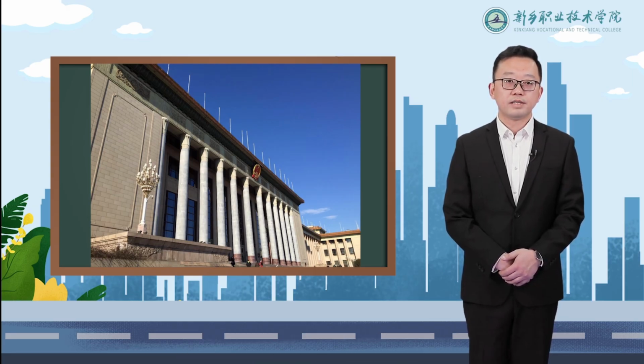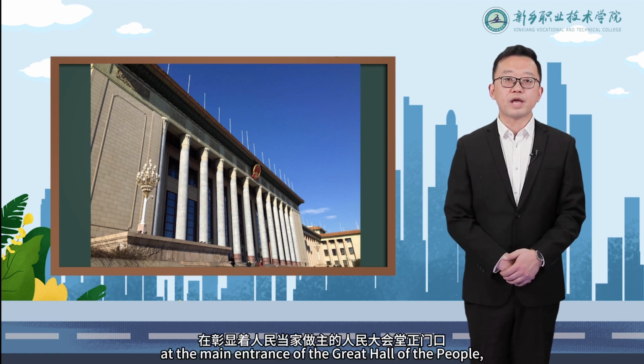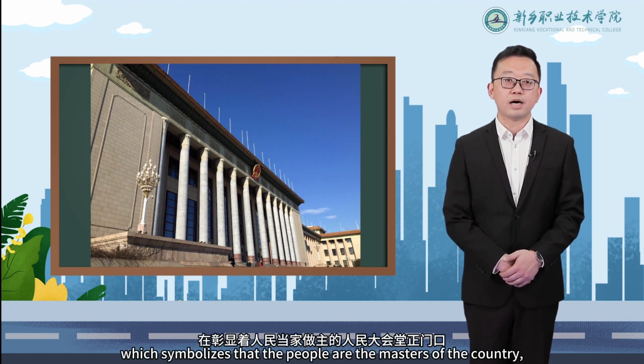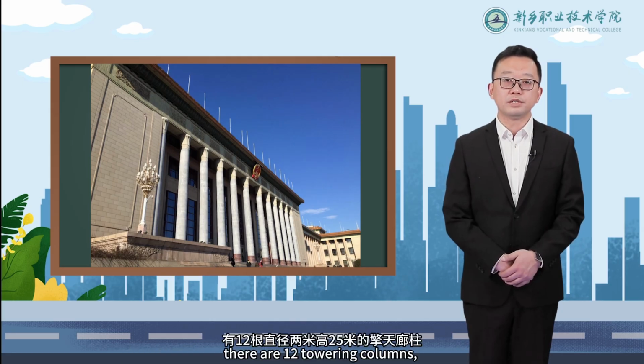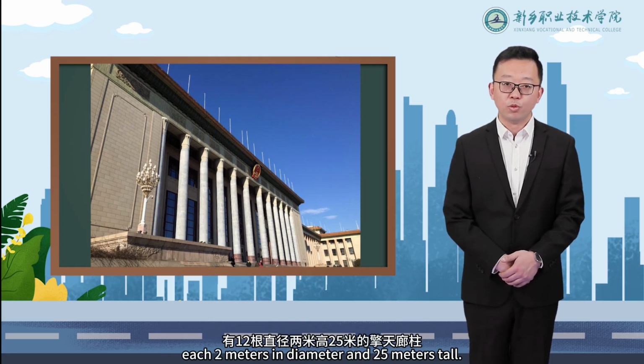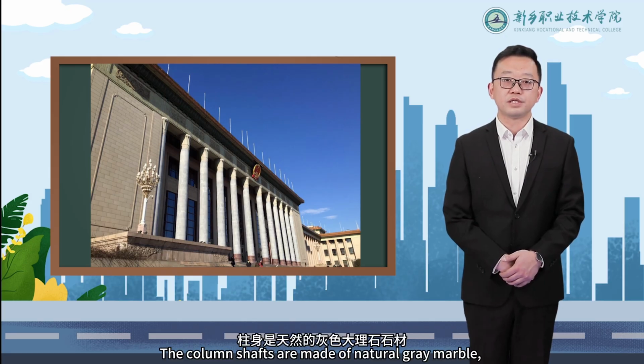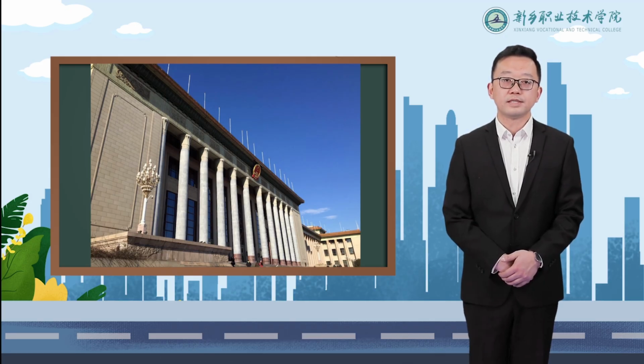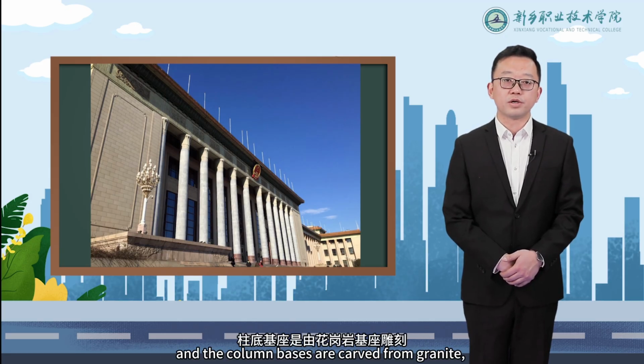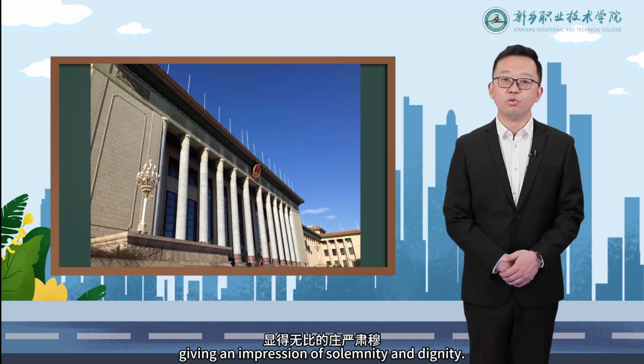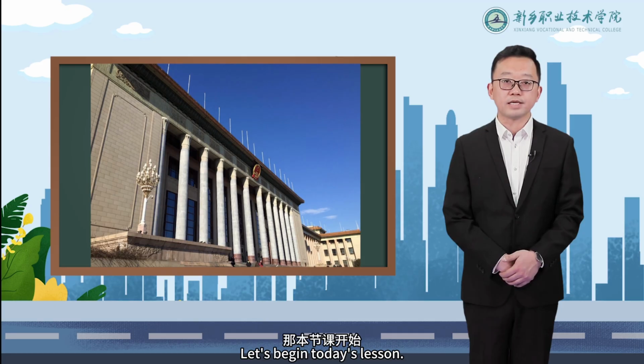As you can see, at the main entrance of the Great Hall of the People, which symbolizes that the people are the masters of the country, there are 12 towering columns, each 2 meters in diameter and 25 meters tall. The column shafts are made of natural gray marble, and the column bases are carved from granite, giving an impression of solemnity and dignity. Let's begin today's lesson.